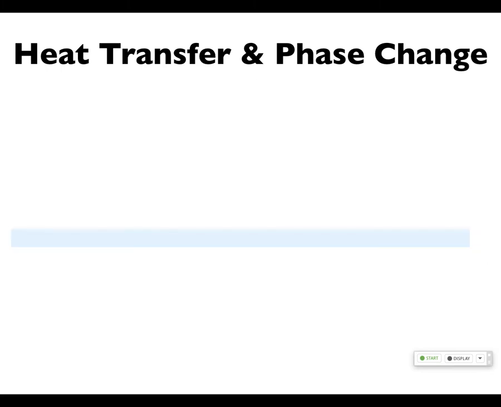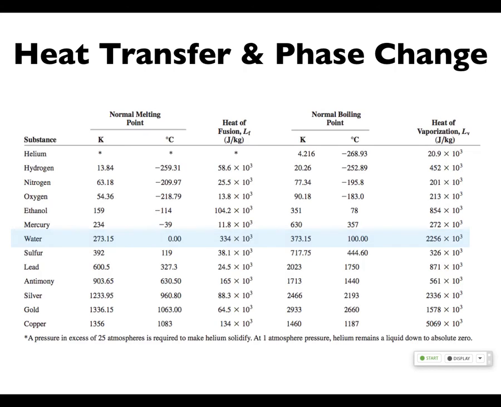And here's a fun chart that you don't need to memorize, but it's always nice to have as a reference for different materials. This includes their melting point, the latent heat of fusion, boiling point, and heat of vaporization. So you know that these phase changes only happen at these temperatures.